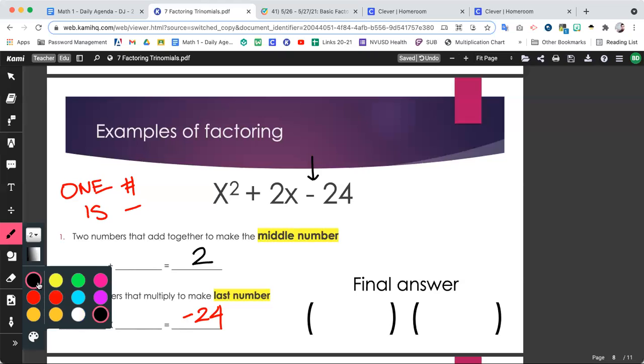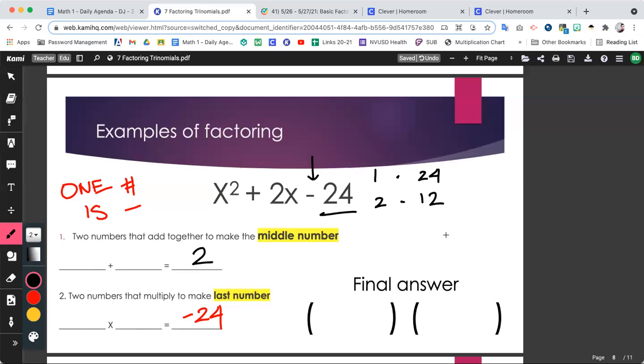Okay. So then we start the same way. We look at the factors of 24. So we have 1 times 24. We have 2 times 12. We have 3 times 8 and 4 times 6. Okay.